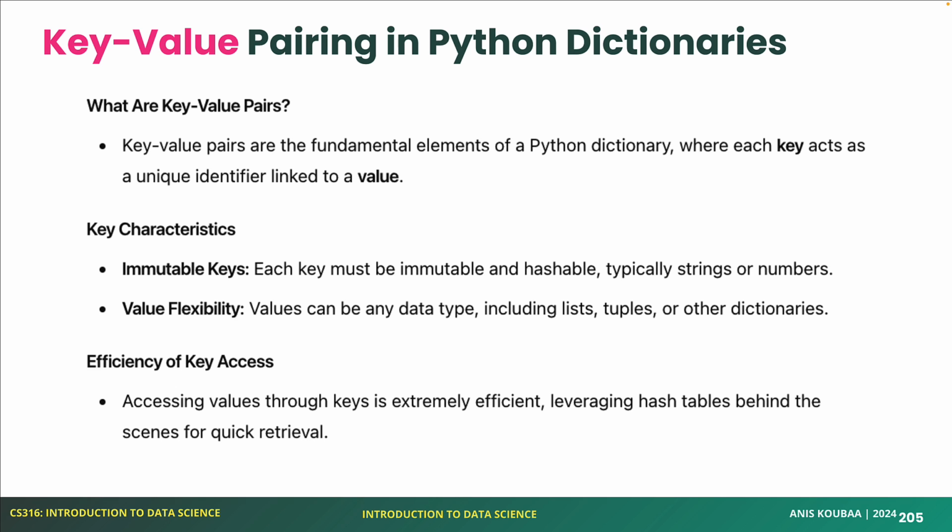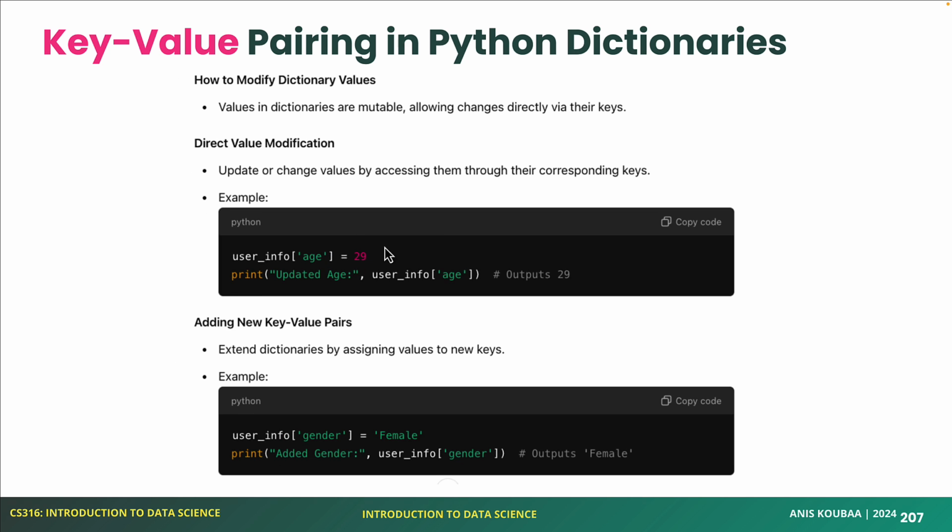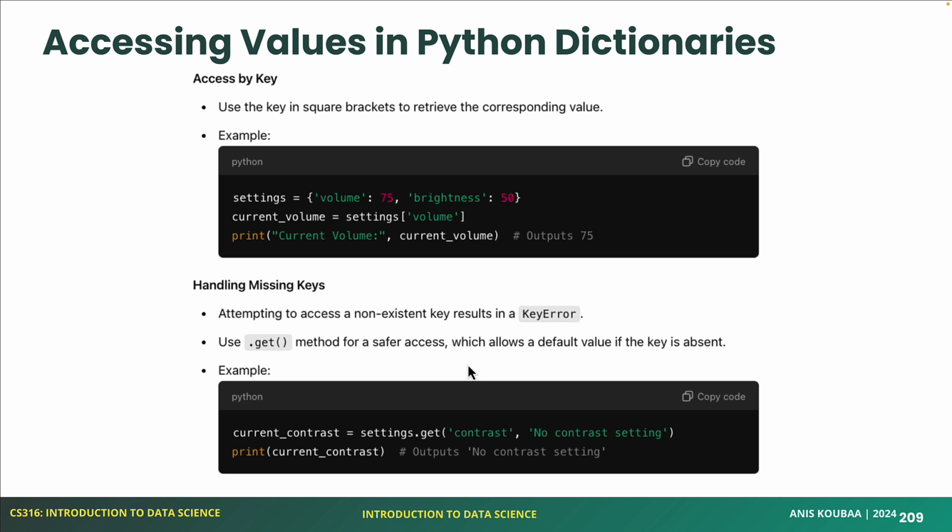Okay, so key value pairs are the fundamental elements of a Python dictionary. The key acts as a unique identifier linked to a certain value. The keys are immutable. You cannot change the key once it's created. The keys are immutable, but the values are mutable. You can change them and assign them to any type. We already saw this, so you can modify the value directly and you can add new key value pairs.